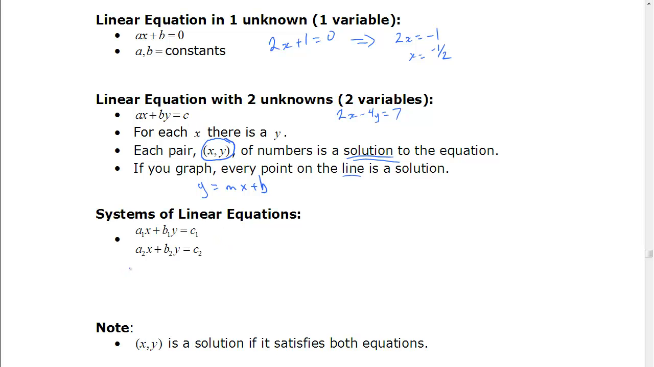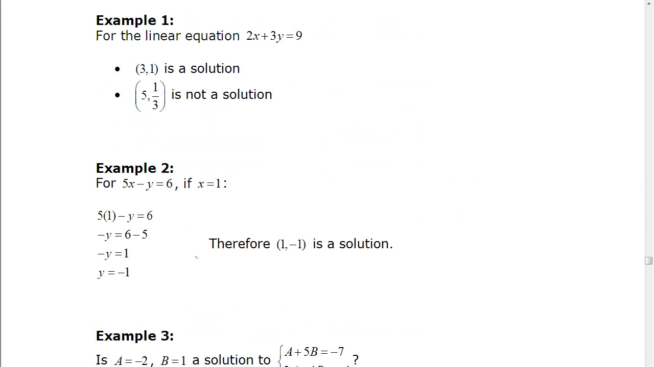If we take two equations with two unknowns, we get what's called a system of linear equations. And to get a solution for that, we need an xy that's a solution not just to one of them, but to both equations. So we have to put x and y in, and it needs to be true in both cases. In example 1, we have a linear equation, and we're telling you that 3, 1 is a solution.